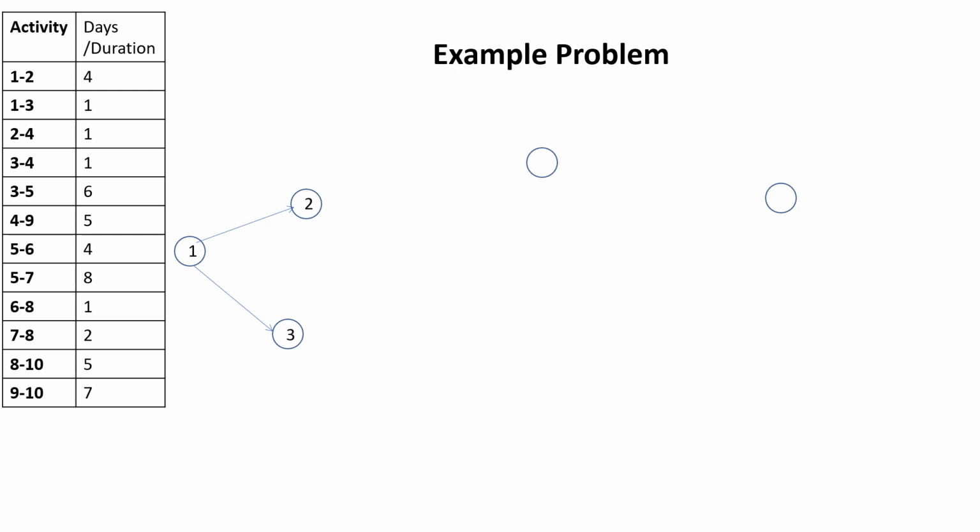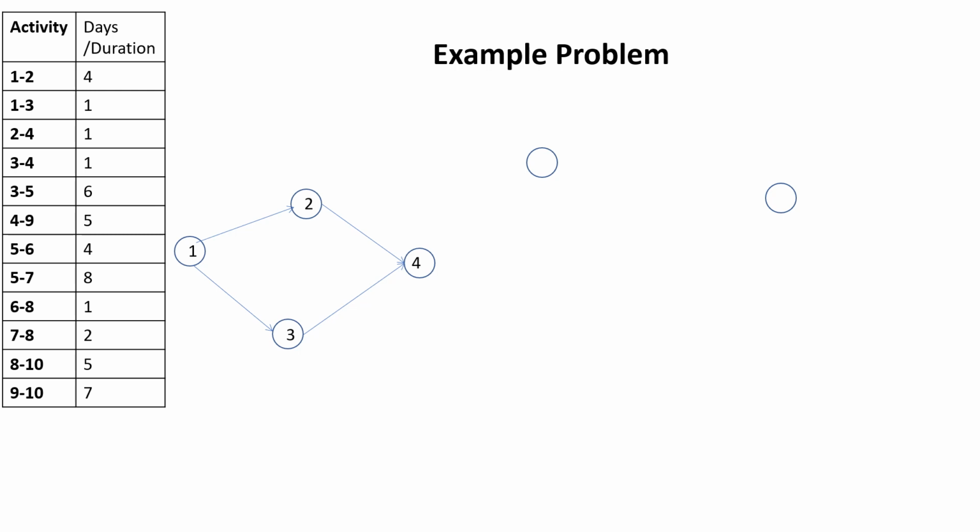The third activity is 2 to 4. So we draw an arrow representing the activity 2 to 4. And also the fourth activity is 3 to 4. So both activities have the same end node, that is 4. Therefore, both activities merge at the event node 4.